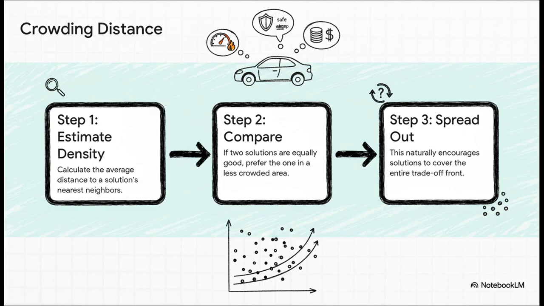The algorithm looks at each solution and figures out how crowded its neighborhood is. Then, if it has to choose between 2 equally good solutions, it will always pick the one that's in a less crowded area. This naturally encourages the solutions to spread out and cover the entire map of possibilities. And the best part? No magic number required.